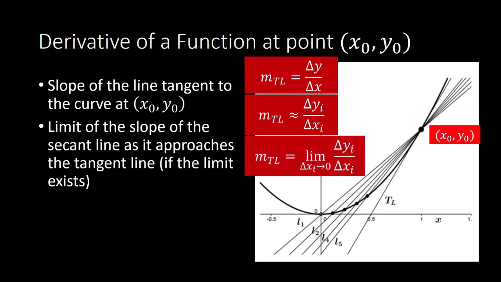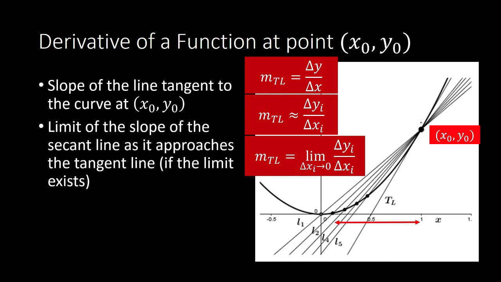But the true slope of the tangent line is equal to this. It's equal to the limit of delta y sub i over delta x sub i as delta x sub i approaches 0, if the limit exists. So where did delta x sub i approaches 0 come from? It came from this. So your secant line will produce 2 points. Those are the points of intersection.